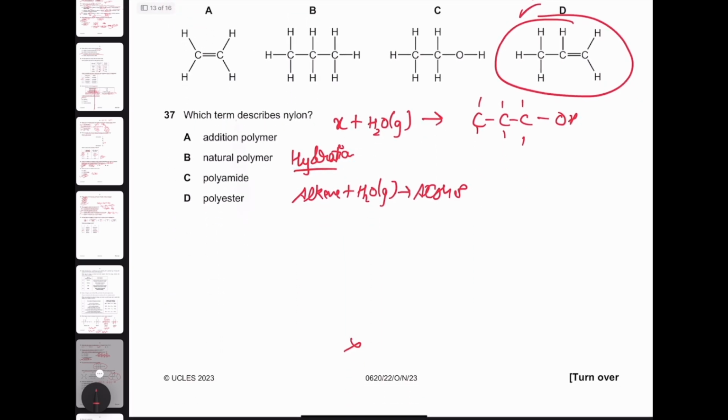Which term describes nylon? It's a condensation polymer. Is it mentioned? No. Then it is a polyamide. That is true. So 37, answer is C.